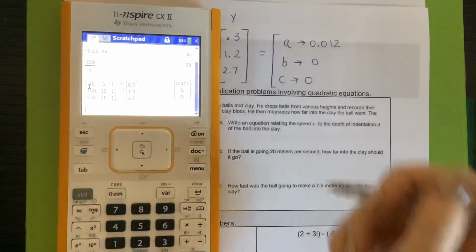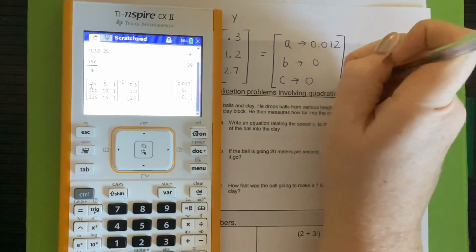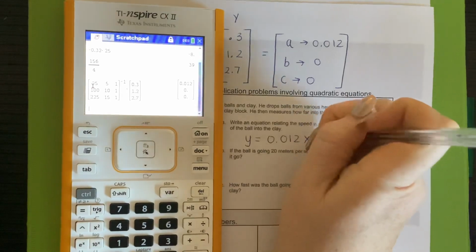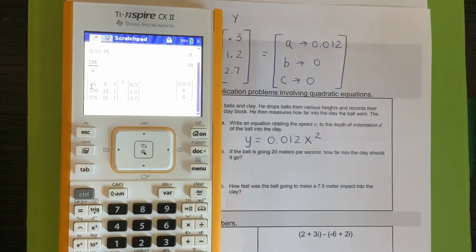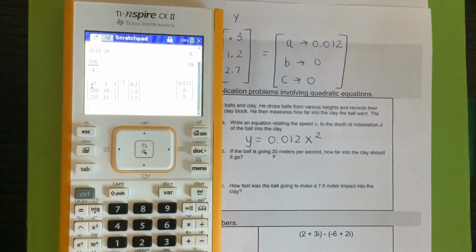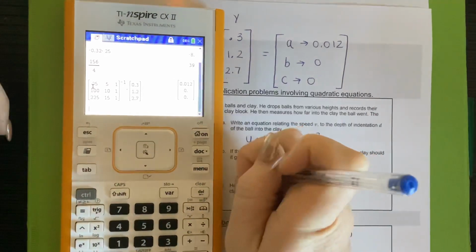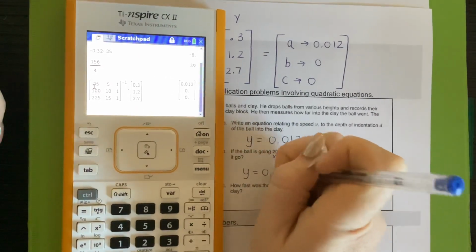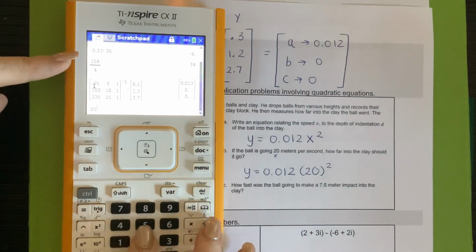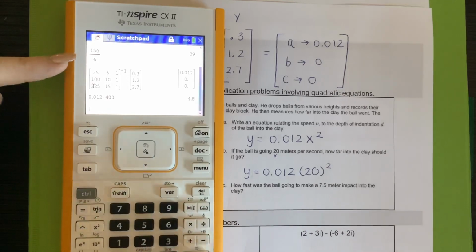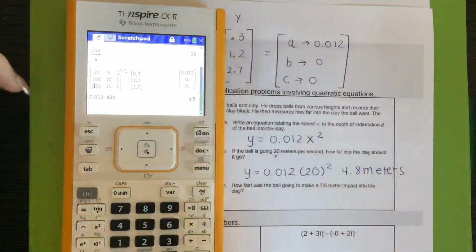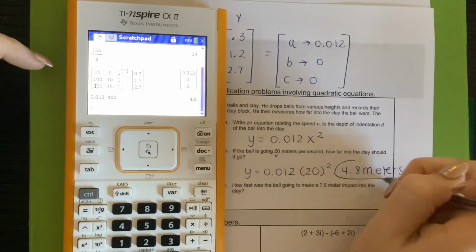Okay, so if I were to write the equation, I would say that y is equal to 0.012 x squared. So actually a really easy equation once you get going. If the ball is going 20 meters per second, so this is an x value, how far into the clay should it go? So you would say y is equal to 0.012 times 20 squared. So 0.012 times 400 would give us 4.8 meters. Make sure that you are putting a label if it's real world stuff.